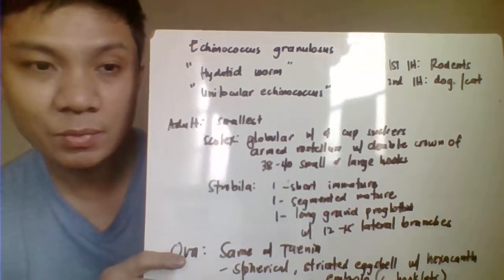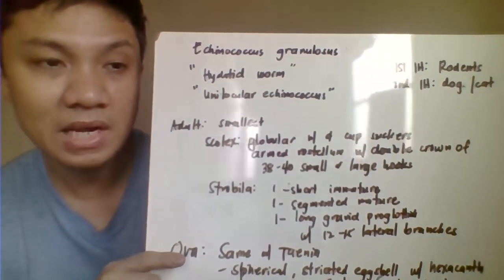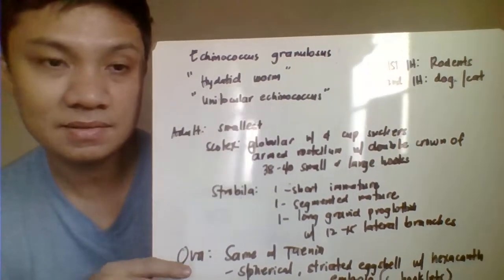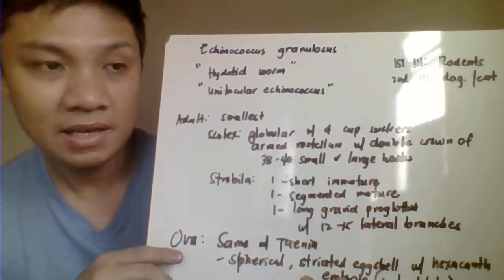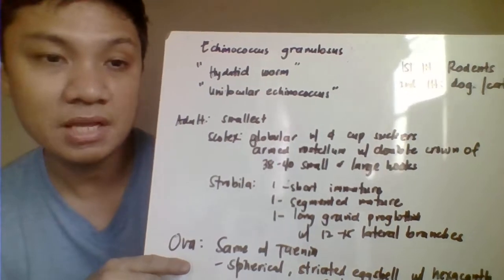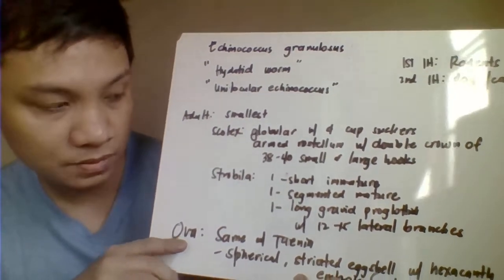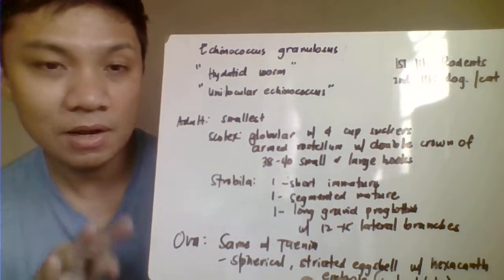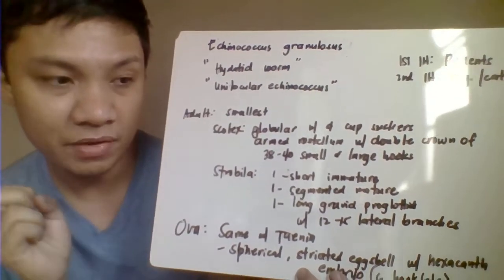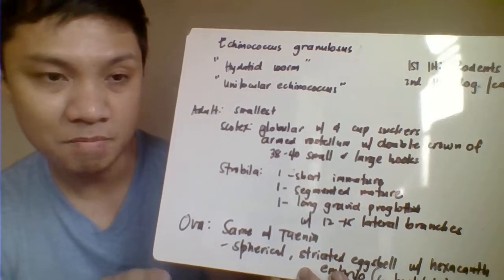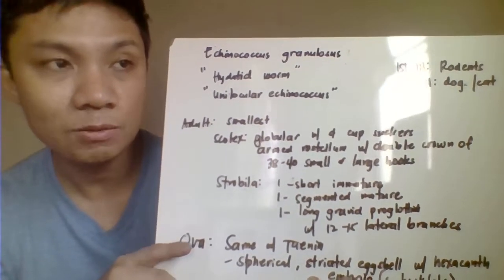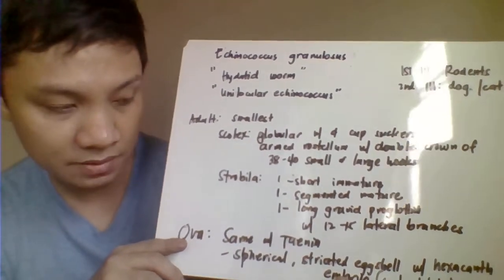Okay, for the adult, this one is considered to be the smallest, having the globular or piriform na scolex for cap suckers and a rostellum, ang mouth part niya contains here a double crown of 38 to 40 small and large hooks. Sa strobila, tatlo lang ang strobila niya, making this one the smallest. One, short, immature. We have here one segmented na mature part. And we have here the one long gravid na proglottid containing 12 to 15 lateral branches.